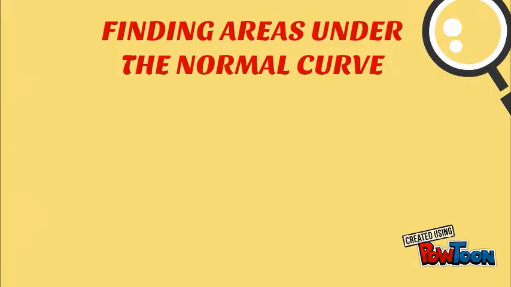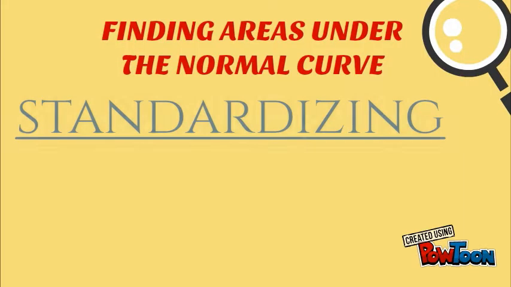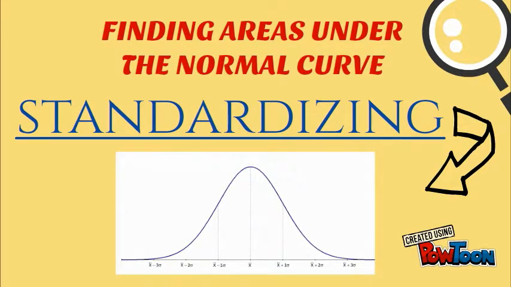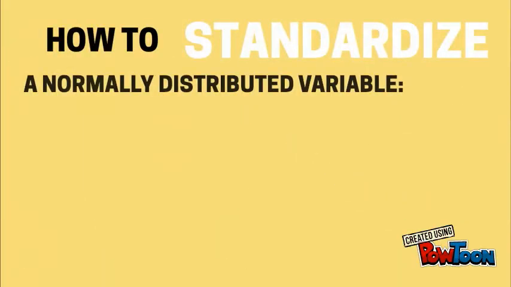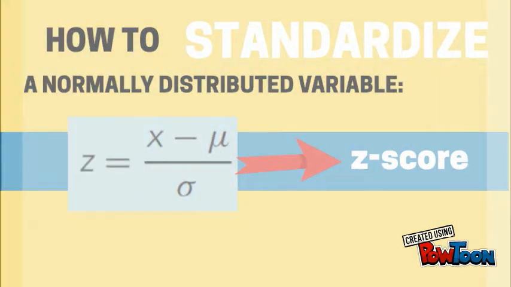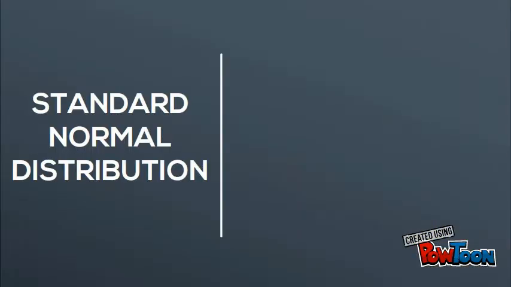We can find areas under the normal curve by standardizing every normal distribution. This turns it into a standard normal distribution. In order for us to standardize a normally distributed variable x, we must use the following formula, which turns it into a z-score. A standard normal distribution has the following properties.